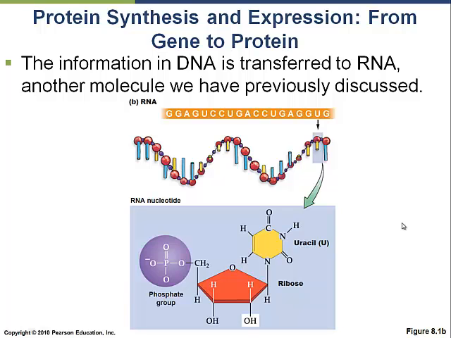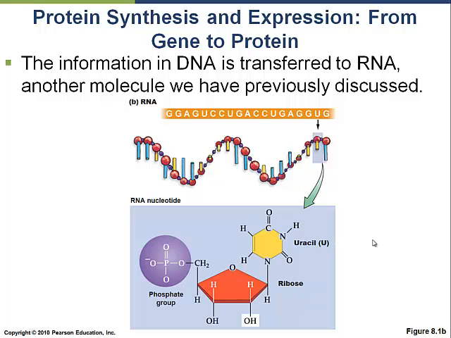In DNA, we have the base thymine. In RNA, we have the base uracil that replaces it, that's shown right here. So all the other bases are the same, though. We still have 4 in RNA. In DNA, we had thymine, adenine, cytosine, and guanine. In RNA, we have uracil, and then those other 3 bases as well: cytosine, adenine, and guanine.